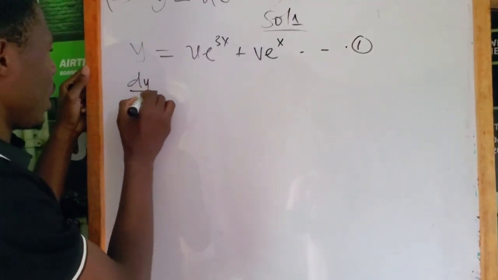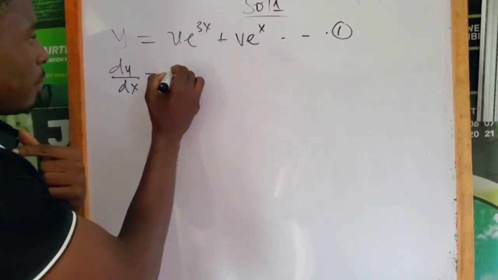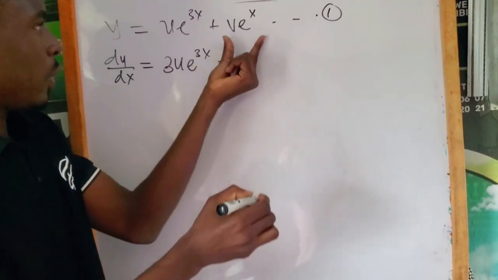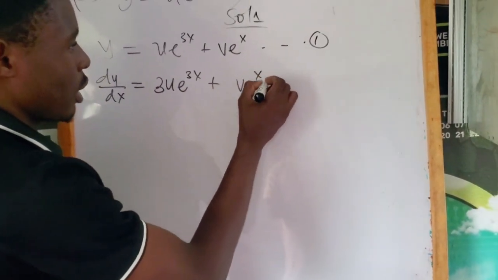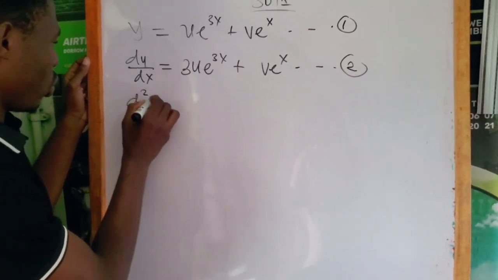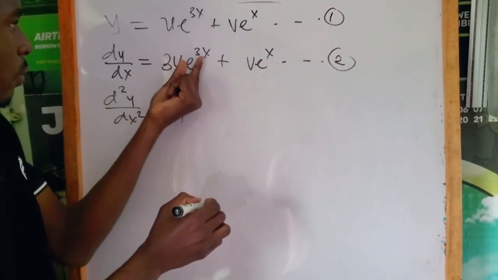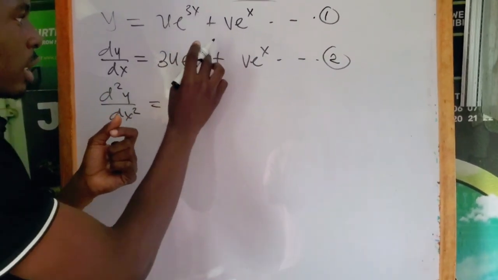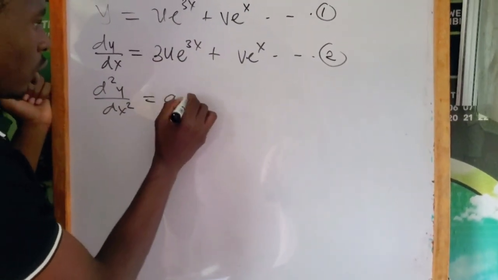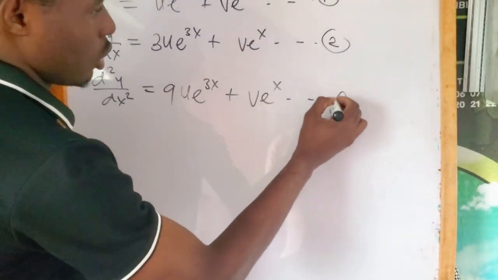So dy/dx will be equal to, if we differentiate this, we get 3u e to the 3x plus, if we differentiate this, we get just v e to the x. Let's call this equation 2. Let's differentiate again, so that d²y/dx² will be equal to 9u e to the 3x plus v e to the x, because the derivative of e to the 3x is 3 times e to the 3x. Let's call this equation 3.